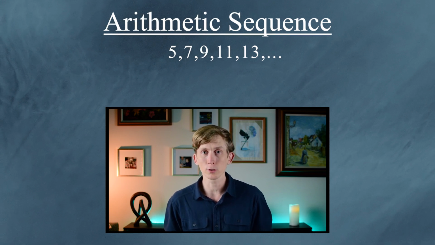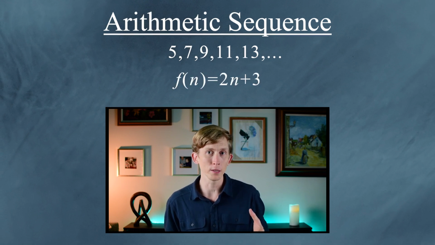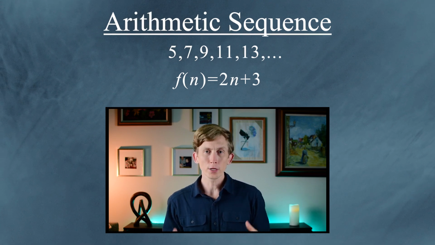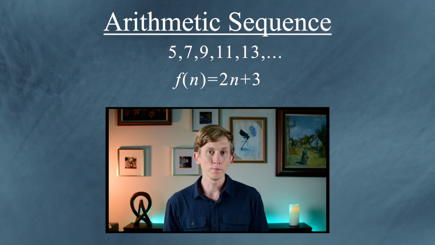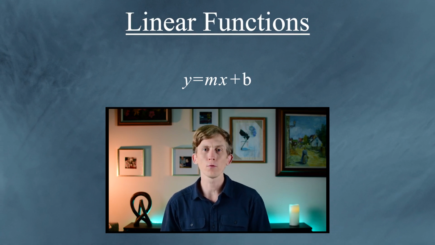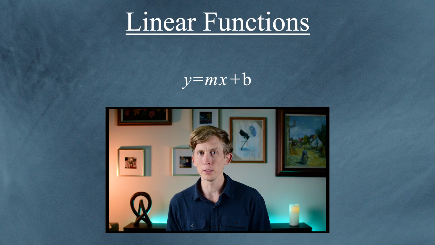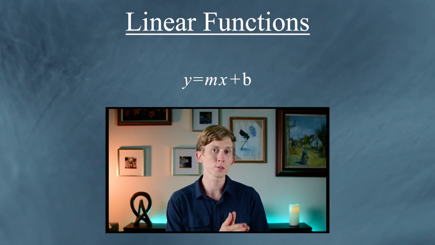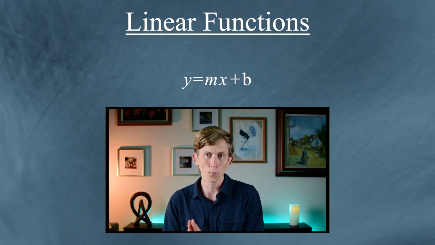Notice that the sequence could be defined by f(n) = 2n + 3, which is a linear function. Every time n increases by 1, the value of the function increases by 2. Linear functions come in the form y = mx + b, where each increase of 1 in the x direction corresponds to an increase of m in the y direction.